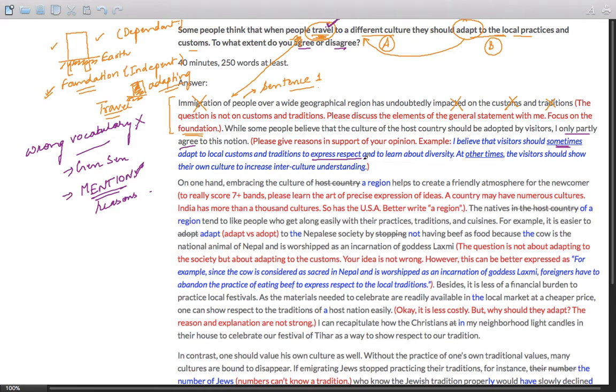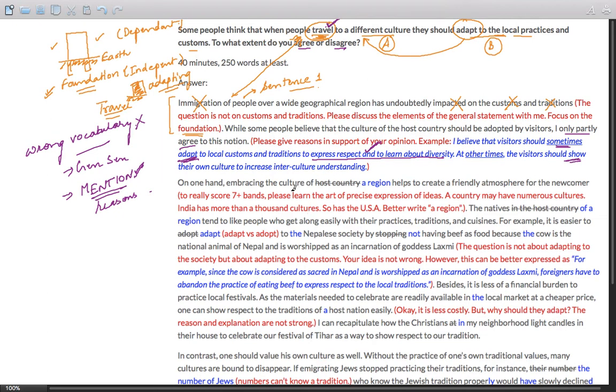To express respect and to learn about diversity. So these are the reasons. At other times, visitors should show their own culture to increase intercultural understanding. So this is partly agree. At one place, they are adapting. At other place, they are showing their own culture, not adapting. So this is a balanced view, with both the reasons mentioned in support of the balanced view.